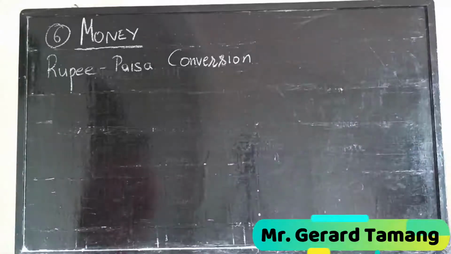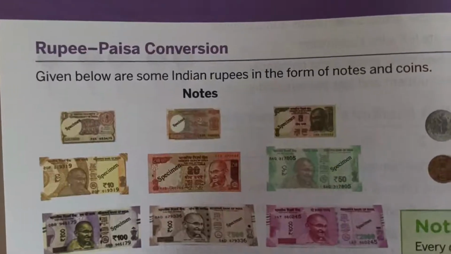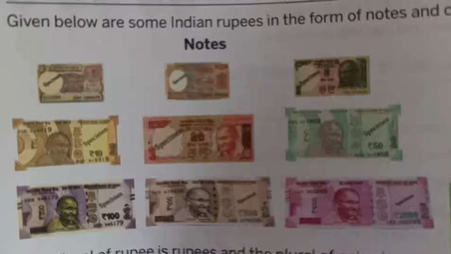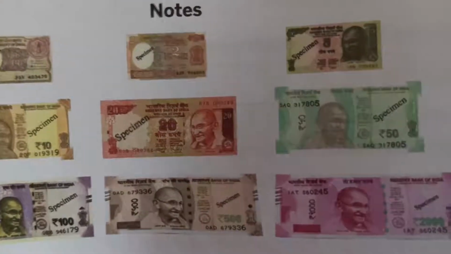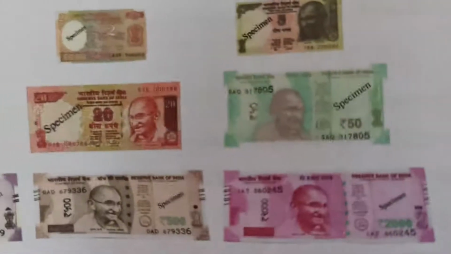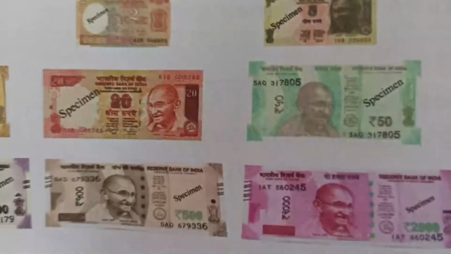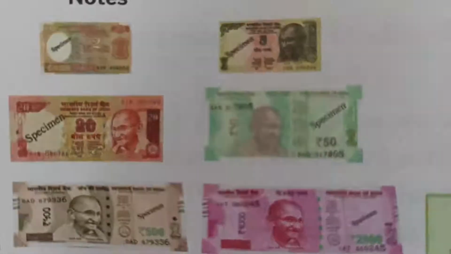Now look at page number 96. There you can see some Indian rupees in the form of notes and coins. Here you can see the notes: 1 rupee, 10 rupees, 100 rupees, 500, 20 rupees, 50 rupees, and 1000 and 2000 rupees. Now here you can see the coins.